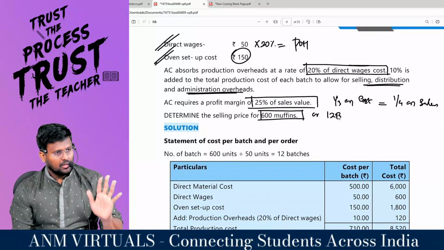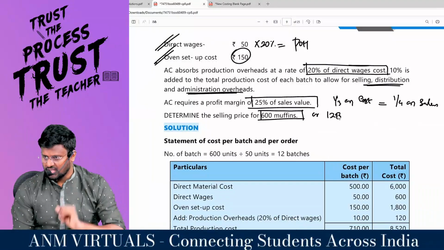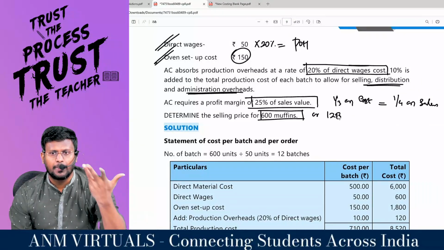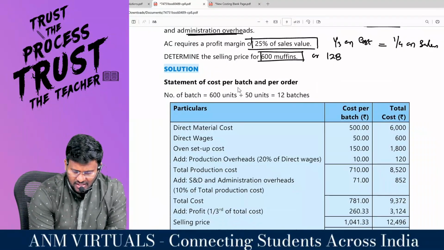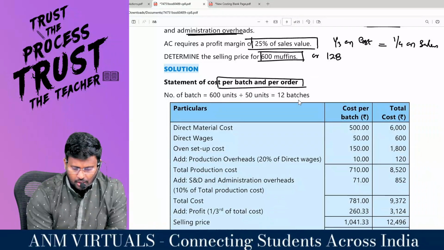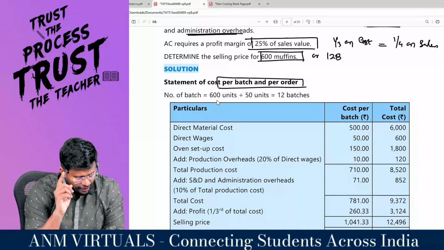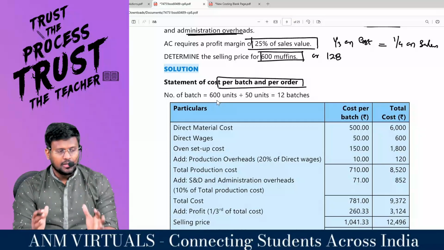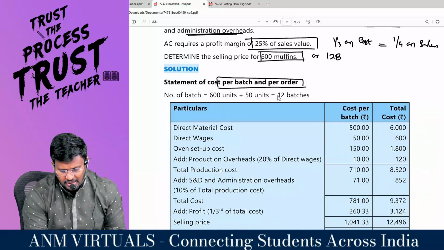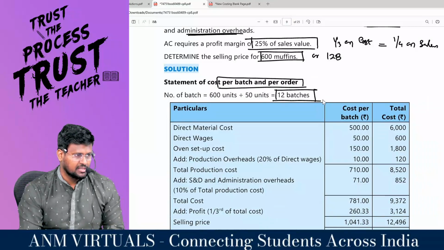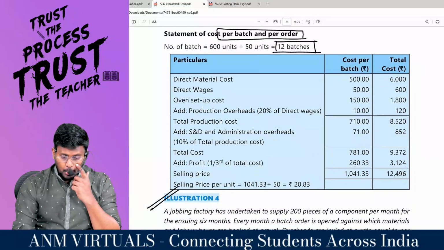Till now what we have done is per unit costing. Now onwards I am going to think per batch costing. Statement of cost per batch and per order. Number of batches: how many units you want? For every lot, how much can I manufacture? 50. That means I have to do 12 batches.